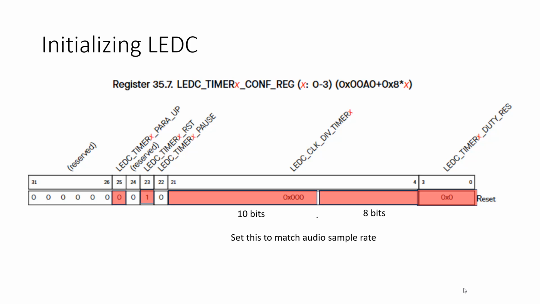Now remember, with the RMT, we did not use the clock divider. I mean, we had a clock divider, but we just set it to 1, right? We just kind of ignored it. In the case of LEDC, we're going to use the clock divider because we want the 80 megahertz signal to be divided down into a period or a rate that actually matches the audio sample rate, right?